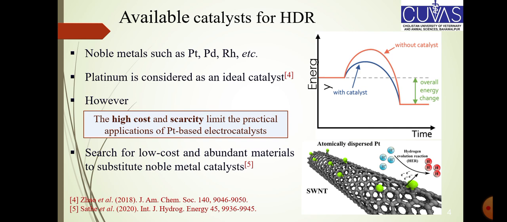Available catalysts for the hydrogen dissociation reactions are noble or mostly noble metals such as platinum, palladium, and rhodium. Platinum is considered an ideal catalyst. However, its high cost and scarcity limit the practical application of platinum catalysts. The search for a low-cost and abundant material to substitute noble metal catalysts is a major focus in ongoing research efforts.